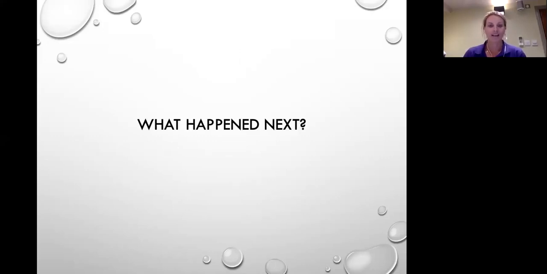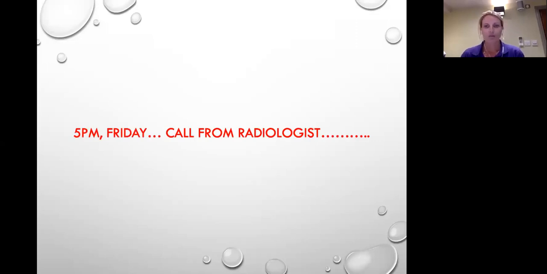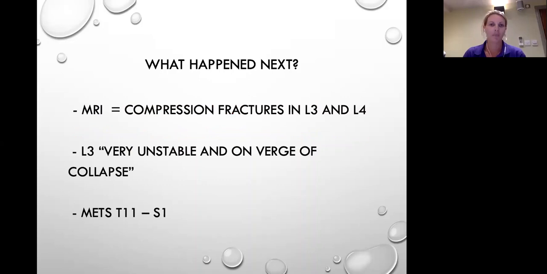So what happened next? Classic phone call, 5 o'clock, Friday evening, phone call from the radiologist. The MRI had essentially shown that he had compression fractures at both L3 and L4. The L3 in particular was incredibly unstable, and the words of the radiologist were on the verge of collapse. And unfortunately, he also had metastases noted from T11 down to S1. Now, this obviously was not something I was expecting, something the patient wasn't expecting.